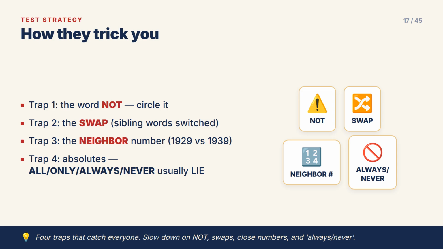Trap 3, the neighbor number, 1929 versus 1939. 15 days versus 21. When the answer is a number, the wrong choice is live next door, so slow down. Trap 4, absolute words: all, only, always, never. In a true-false question, absolutes are usually the lie.